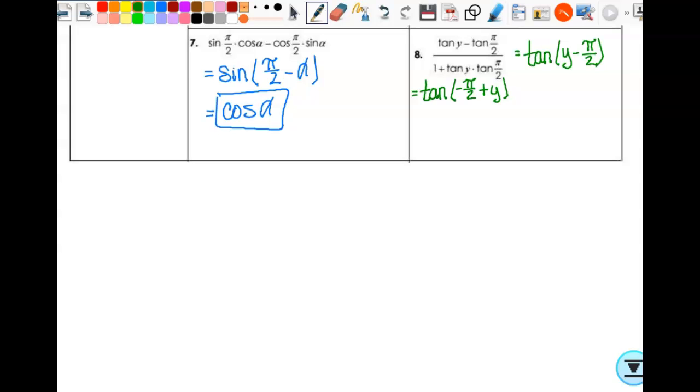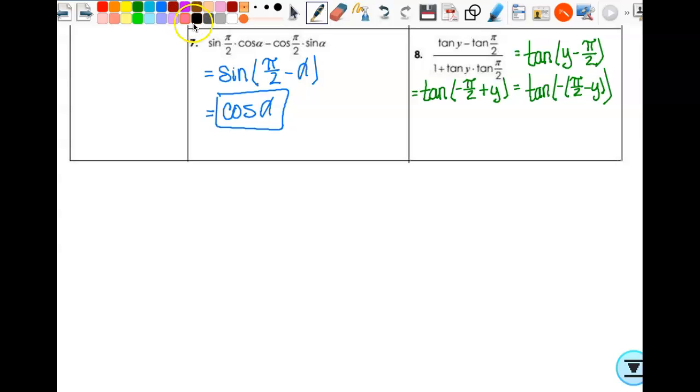Is there something I could legally, algebraically do just to the inside of this so that I could actually get pi halves minus y? I could factor out a negative. So this is going to be tangent of, I'm going to factor out a negative, so it leaves me with pi halves minus y right there, like that. Okay? Everybody okay with that? Does that make sense? You're just factoring out that negative.